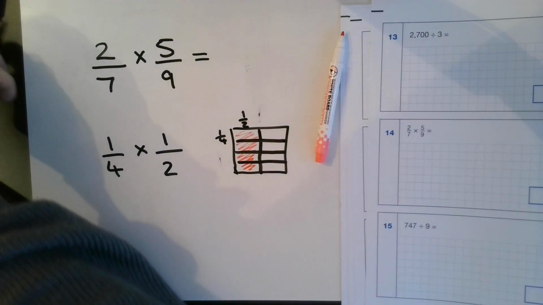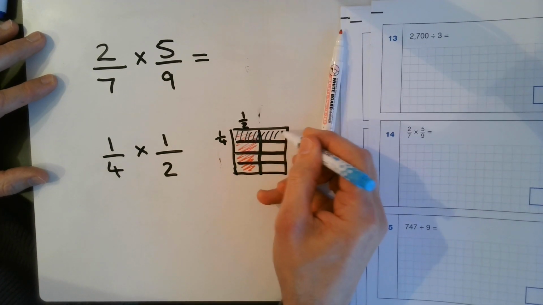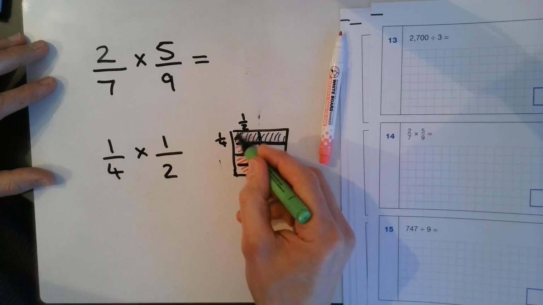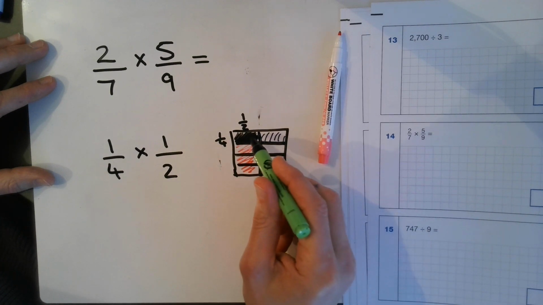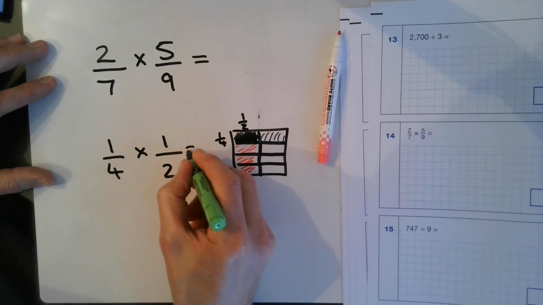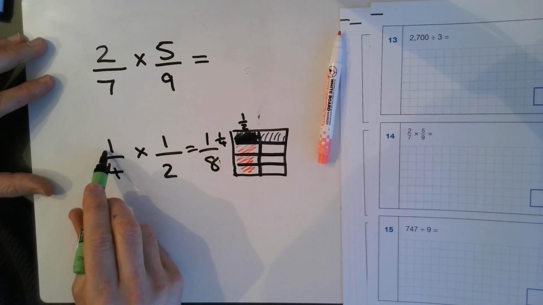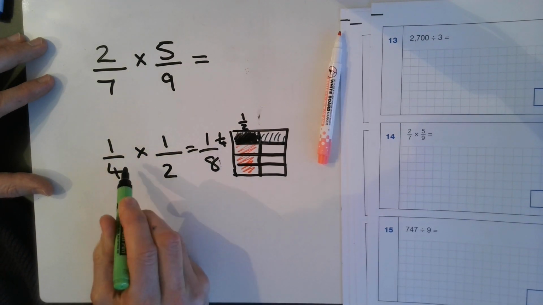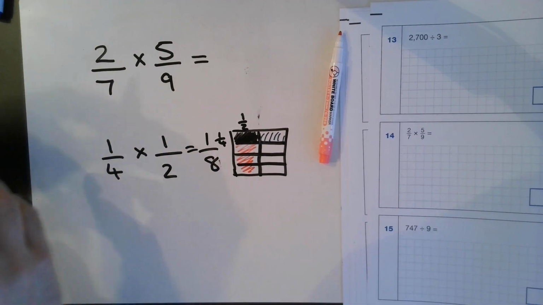Now if we shade a quarter of this shape blue, you can see where the red and the blue overlaps is this one here. So if you have a quarter times a half, that's going to give you 1 out of 1, 2, 3, 4, 5, 6, 7, 8. 1 out of 8. Because all you're doing when you're multiplying fractions, you just multiply the numerators together. So 1 times 1 equals 1, and then you multiply the denominators. 4 times 2 equals 8.